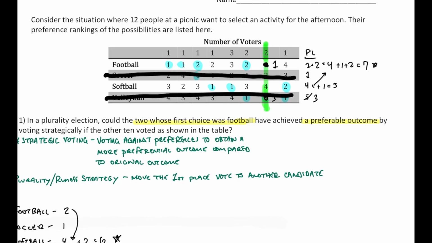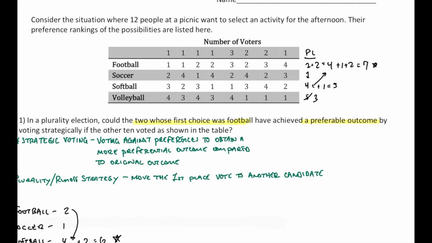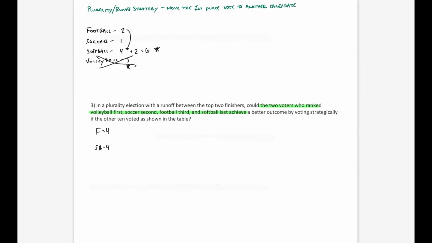Now our question for this: can we get a better outcome? If we look at our table, 4th place was the winner. Did not like that. The winner is now 3rd place. That is better than 4th place. So what did we do? Can we do it? Yes. If we switch votes to football, so we switch the 1 vote to football, football makes it to the runoff and beats softball.